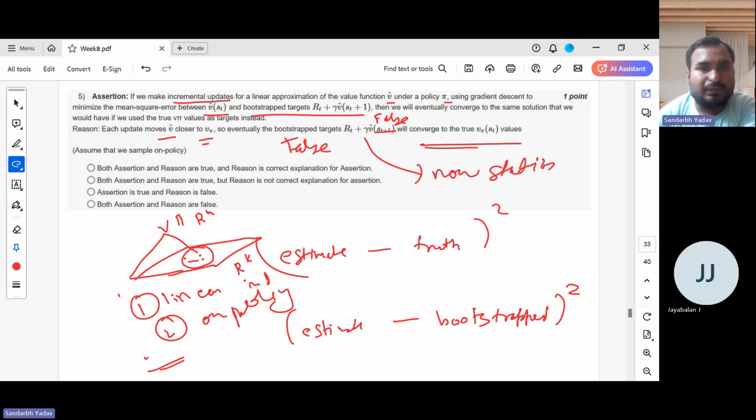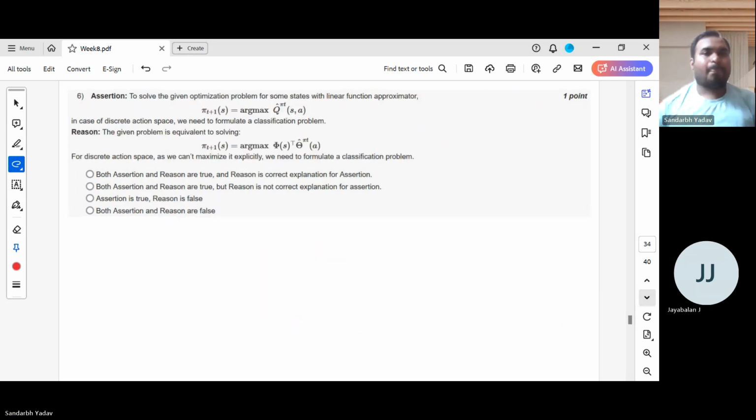So if there is no doubt, I'll move to the next one. So again, assertion reason kind of question. There are a lot of assertion reason questions today. So to solve the given optimization problem for some states with a linear function approximator, in case of discrete action space, we need to formulate a classification problem. Do we need to formulate a classification problem here? Is it true? We can formulate a regression problem also. This says that we need to formulate a classification problem.